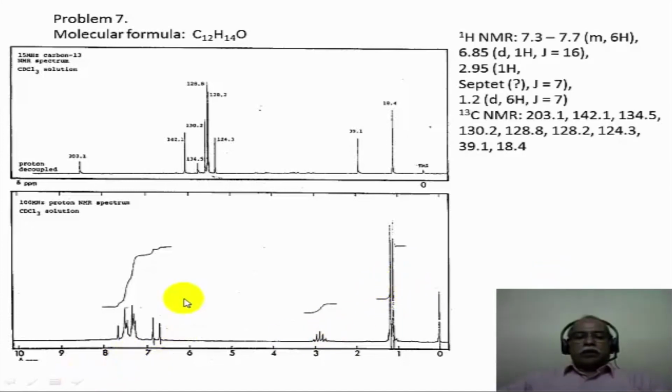So let us go to the aromatic region. In the aromatic region, it looks like there is a part of an AB quartet which is chopped off from the rest of the spectrum.